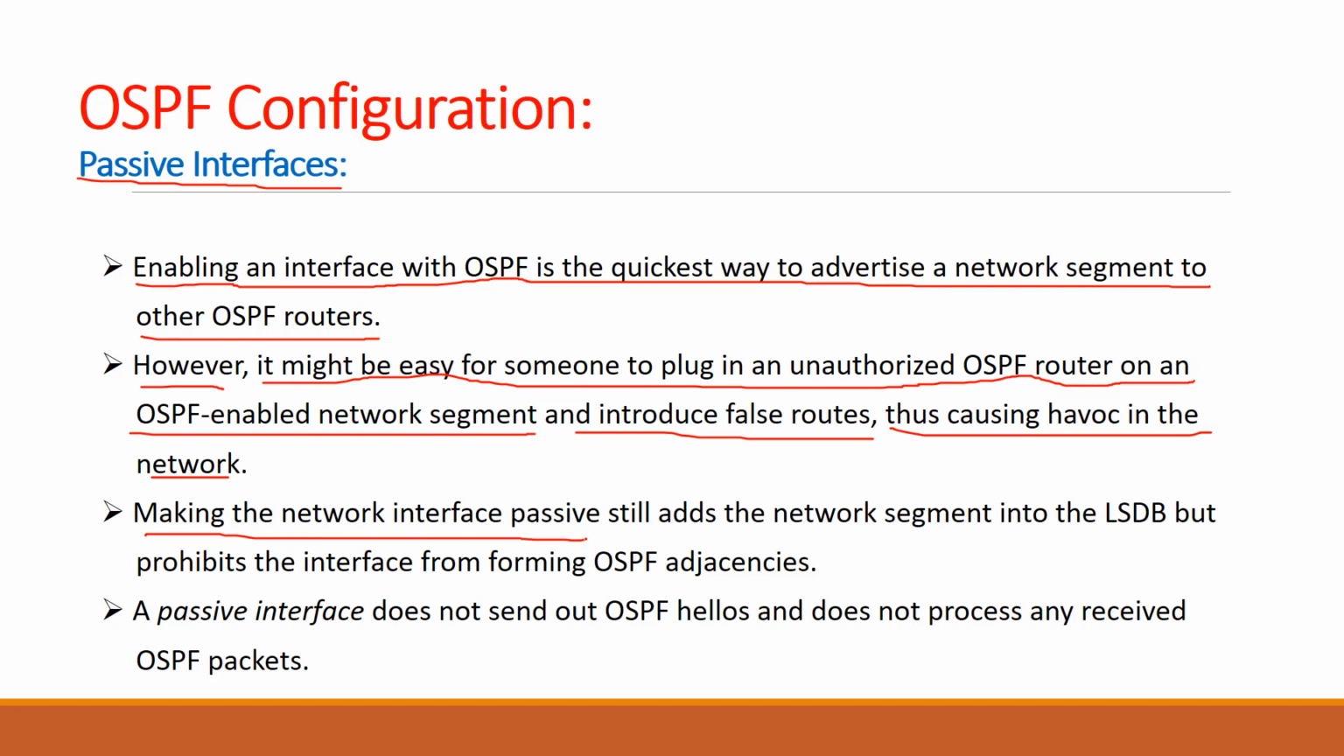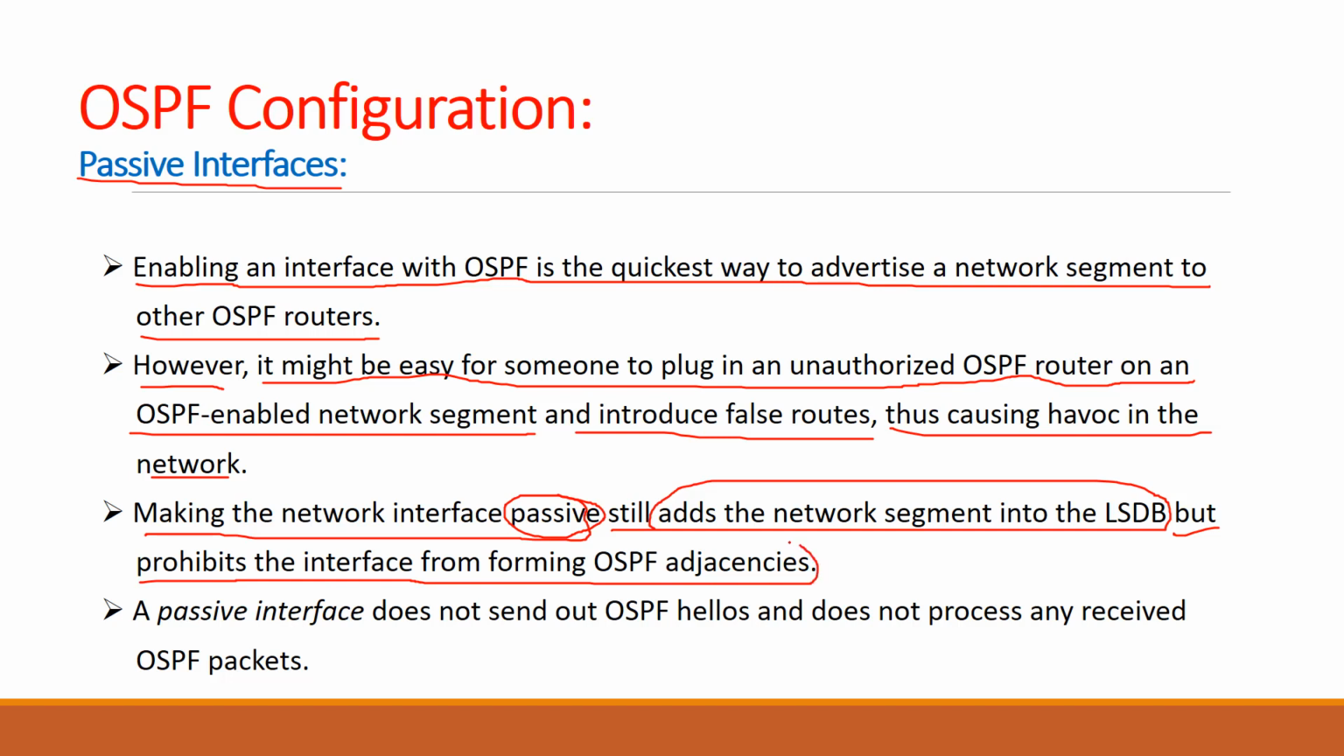Making the network interface passive still adds the network segment into the link state database, but prohibits the interface from forming OSPF adjacencies. It advertises the network into the link state database, but prohibits OSPF adjacencies on that interface. So a passive interface does not send out OSPF hellos and does not process any received OSPF packets.